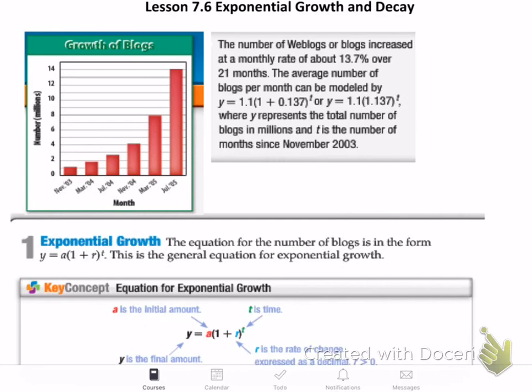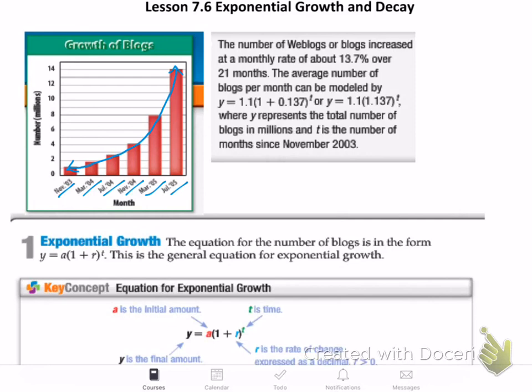got popular. And so if you notice here on the graph, you have November 2003, March 2004, and so these were the amounts of people that blogged, and you'll notice that it increased at an exponential rate. And so I think that's why they have this example. I'm not really gonna talk about this example, but it's just an introduction.